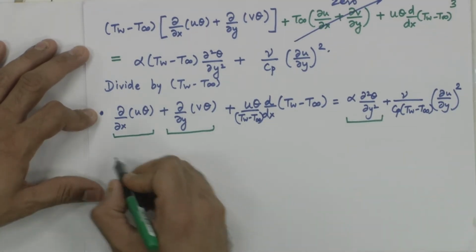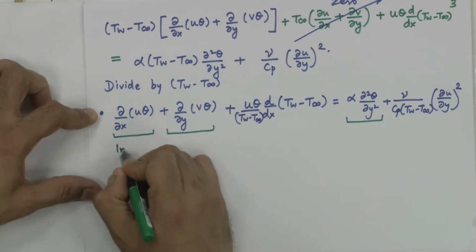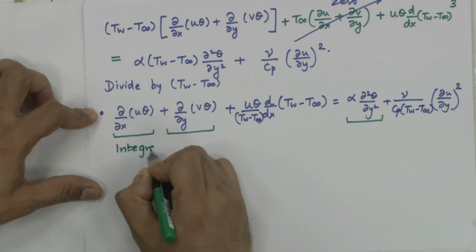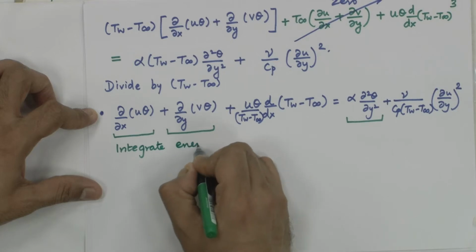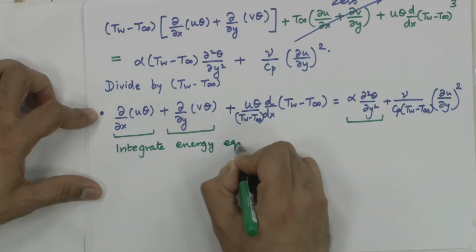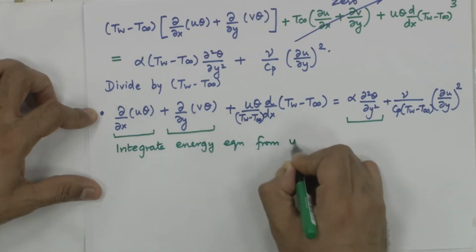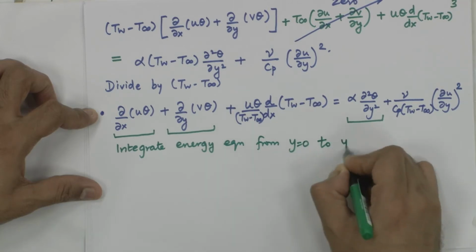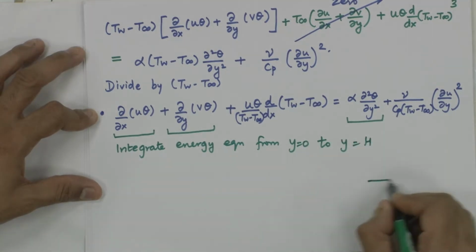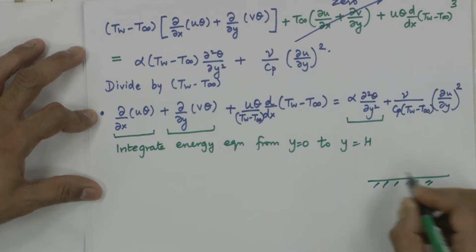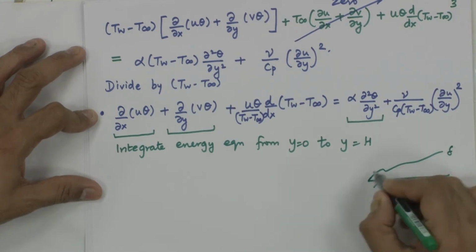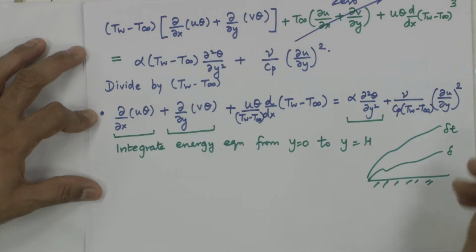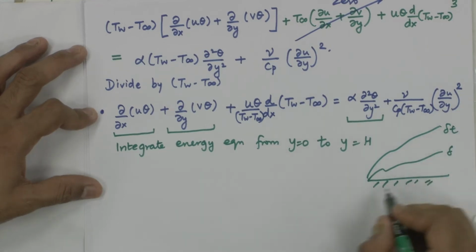What do we do? The next step in the derivation is to integrate the energy equation from y equal to 0 to some y equal to h. Remember, I could have a situation where this is my delta and this is my delta t, or vice versa, depending on the Prandtl number.